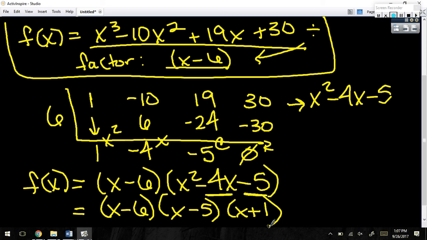What do you think? Given one factor, can you factor completely? Really, there's only one thing that we did. We changed the way we divided. If you have to long divide it, you'll get x squared minus 4x minus 5. But that's a lot if you choose long division on that.